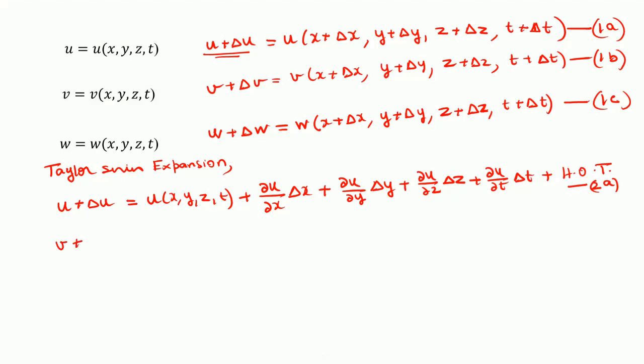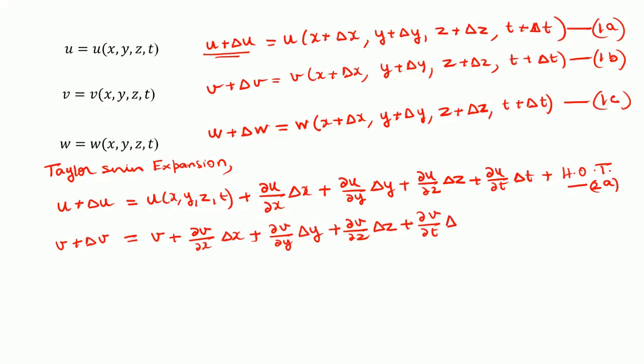Similar way I can write v plus delta v, and I'll write just v because v is a function of x, y, z and t. That is very important to understand. Then dou v by dou x into delta x, because v is a function of x also, is it not? Similarly, dou v by dou y into delta y plus dou v by dou z into delta z plus dou v by dou t into delta t, plus the higher order terms, which are neglected because they are very small. This we will call equation 2b.